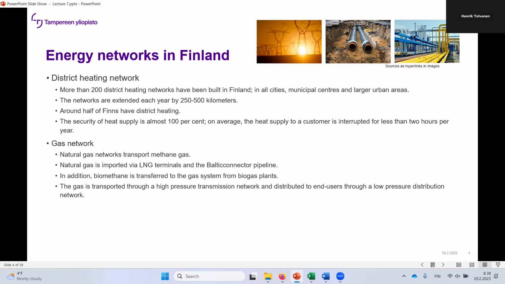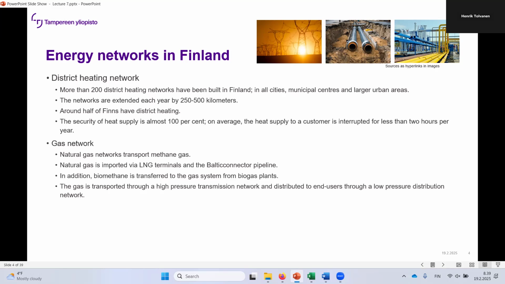Gas networks, natural gas network transport methane. It's imported via LNG terminals and the Baltic Connector pipeline. So we are not disconnected from the Russian gas pipeline, but we don't utilize the connection at the moment. In addition, there's biomethane that's being fed into the system, transported through a high-pressure transmission network and distributed to end users using a low-pressure distribution network.